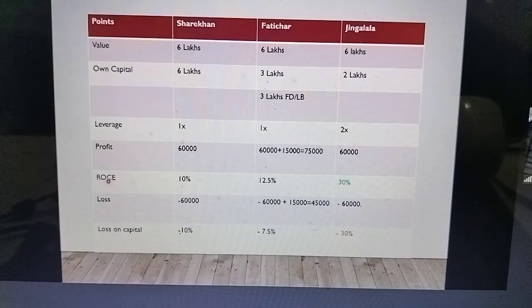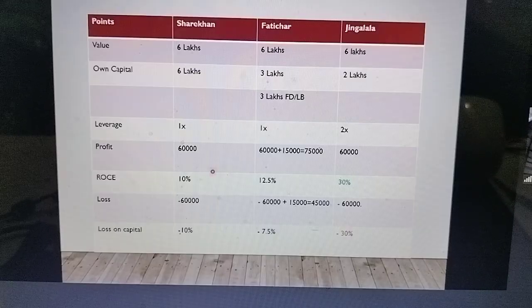So how does it reflect in the return on capital employed? Sher Khan has made 60,000 profit with 6 lakhs capital, that is, he makes 10%. But Furniture has made 12.5%. He has got an additional 2.5% returns because of the FD or liquid BeES. Whereas Jingalala has made 30% returns. Just 2 lakhs kept, 60,000 made, almost 3 times that of Sher Khan. So he must be dancing now. But what if the opposite happens?